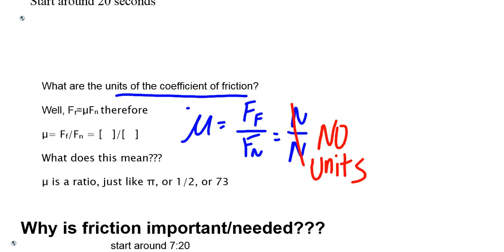So what does that mean? The coefficient of friction really has no units. There's nothing we measure it in like meters, kilograms, seconds, etc. Because it's a ratio. It's just simply a number like half, pi, 73, etc. It just tells you what is the ratio of the friction force to whatever is pushing down on it.